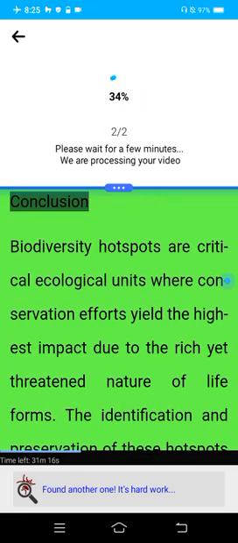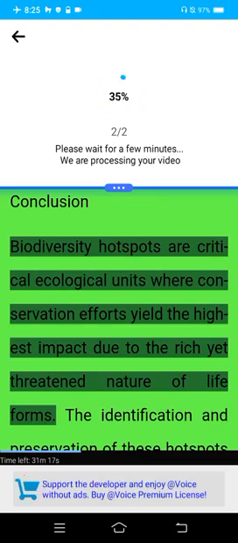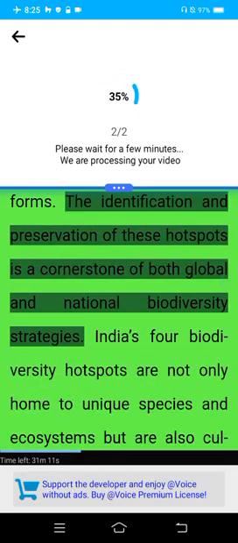UGC-NET 2023. Conclusion. Biodiversity hotspots are critical ecological units where conservation efforts yield the highest impact due to the rich yet threatened nature of life forms. The identification and preservation of these hotspots is a cornerstone of both global and national biodiversity strategies.